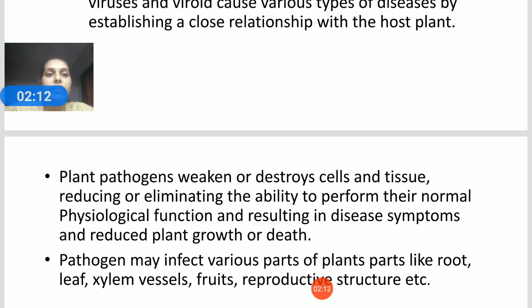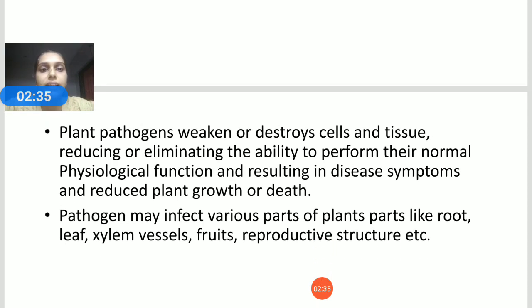Pathogens may infect various parts of plants, like roots, leaves, xylem vessels, fruits, reproductive structures, etc. A pathogen can infect any part of the plant, right? A plant has various parts, and in each part the pathogen infects and gives different symptoms, right?